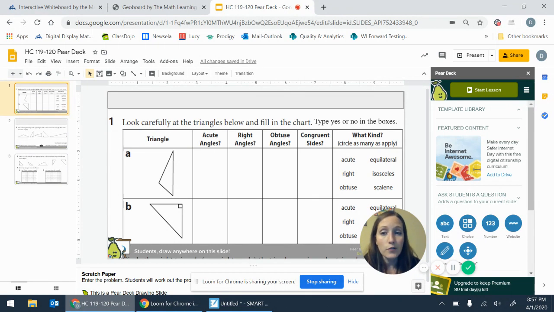Once you've done that for triangle A, you're going to circle. Now you can use that pen or marker tool. You can circle whichever words fit for this triangle. So is it an acute triangle, right triangle, or obtuse? Is it an equilateral, isosceles, or scalene triangle? Do the same thing for number 2, or I'm sorry, letter B.